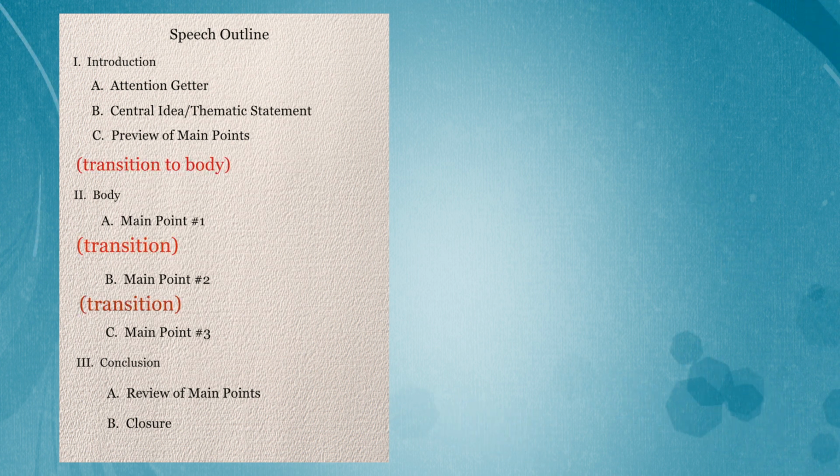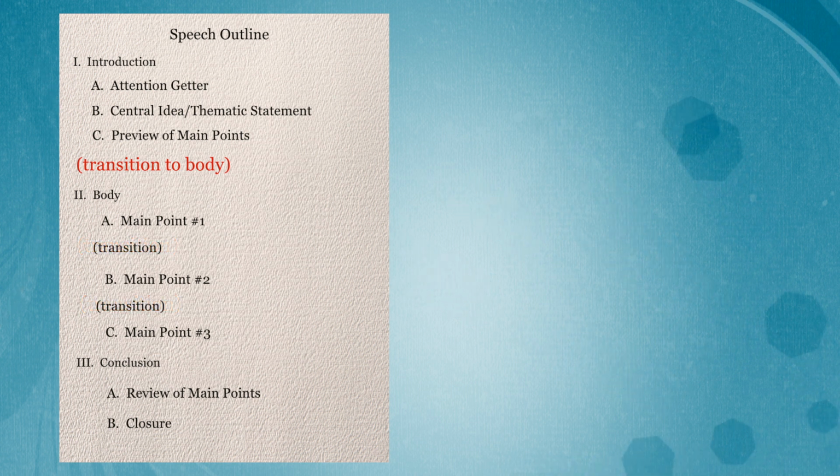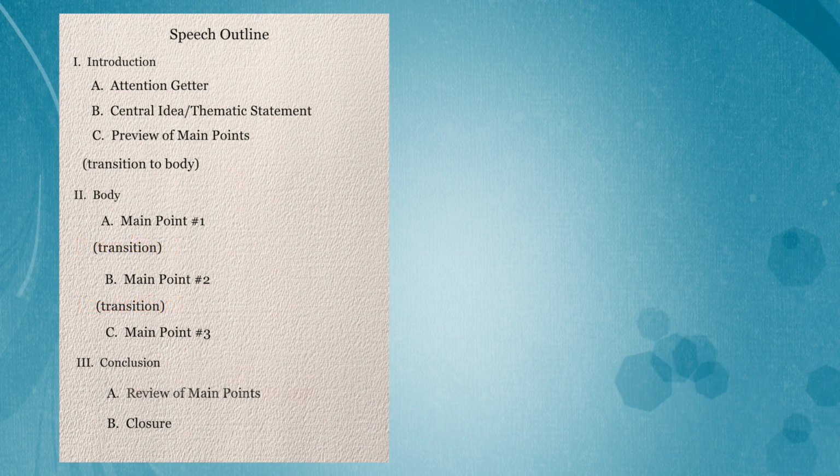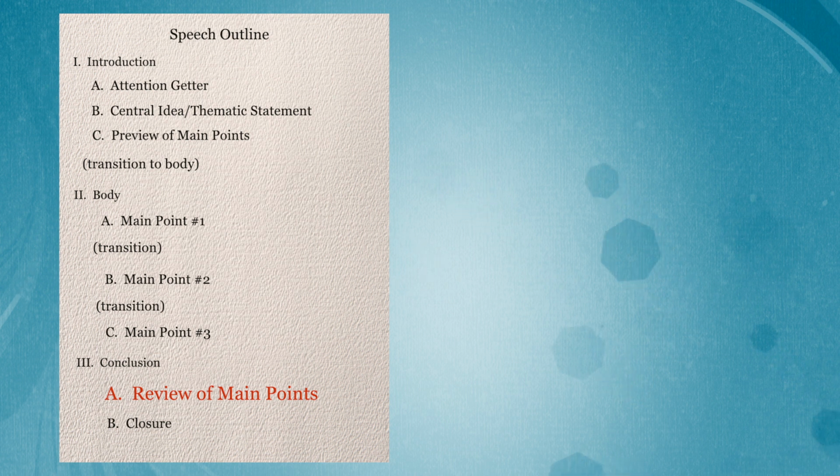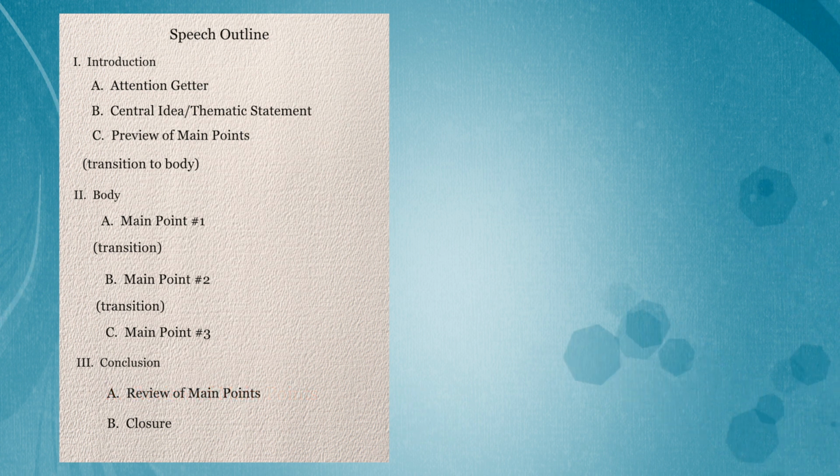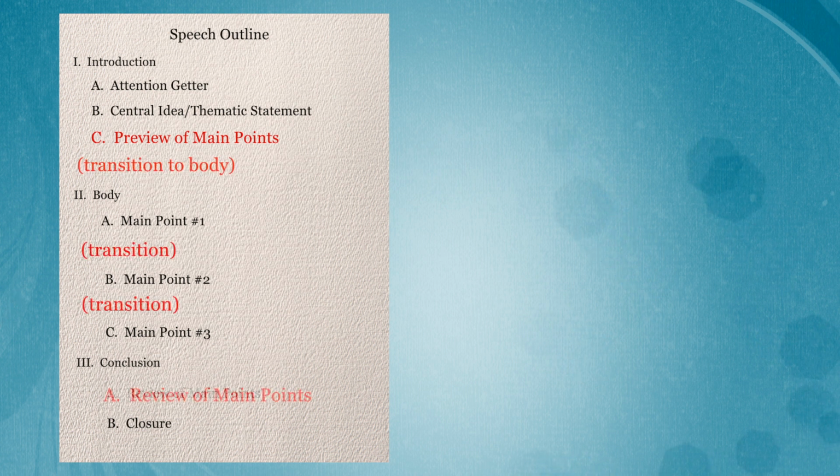Transitions help you move smoothly between sections of the speech. You will typically have a transition to distinguish the introduction from the body and between each of your main points. The review comes in the conclusion of the speech. It provides one final summary of the main points that were covered in the speech. So let's take a look at some examples that illustrate how the preview, transitions, and review work together to create strong overall organization of a speech.